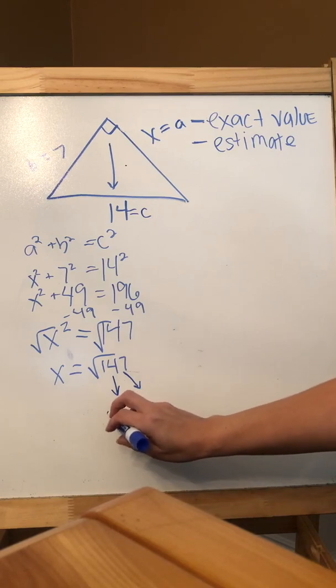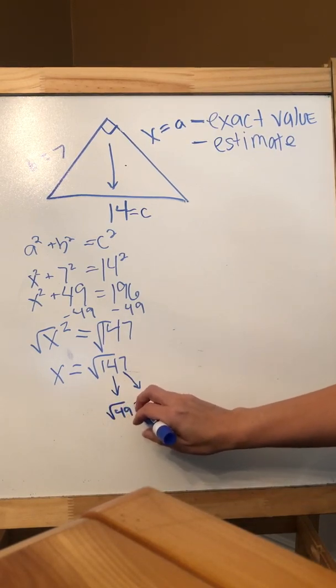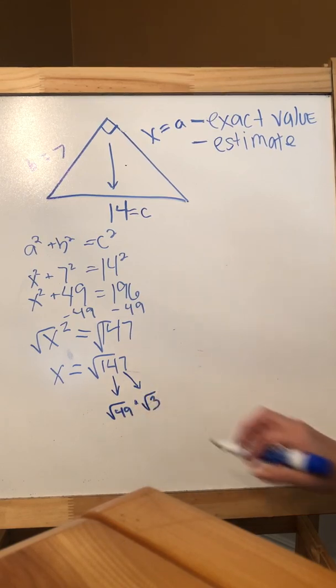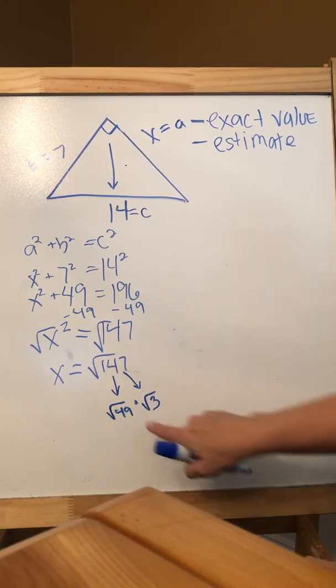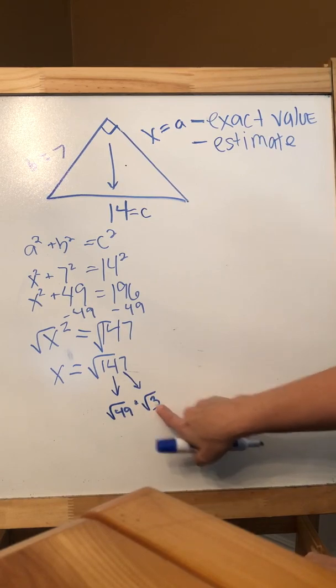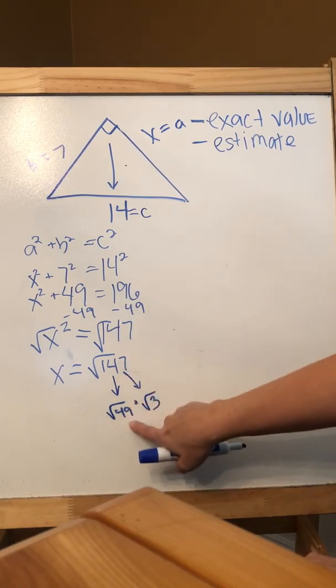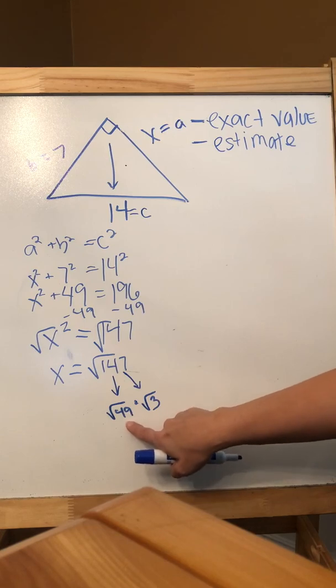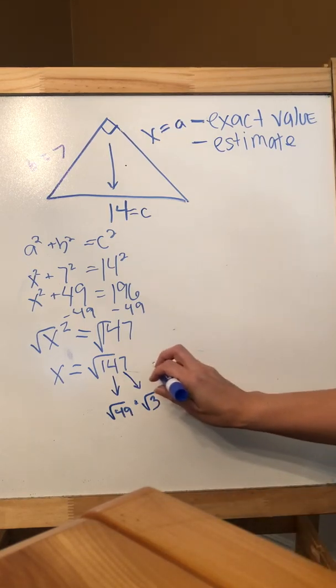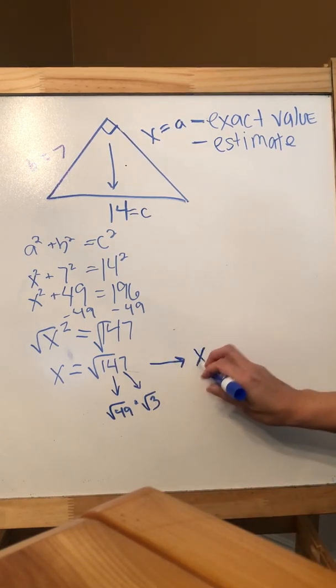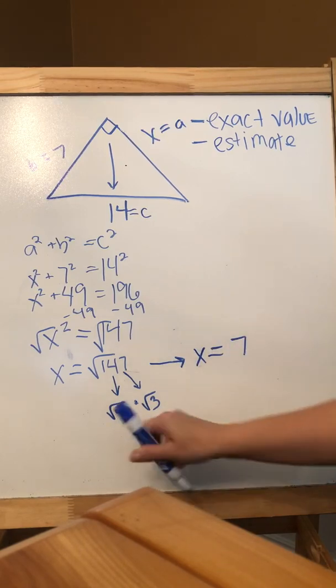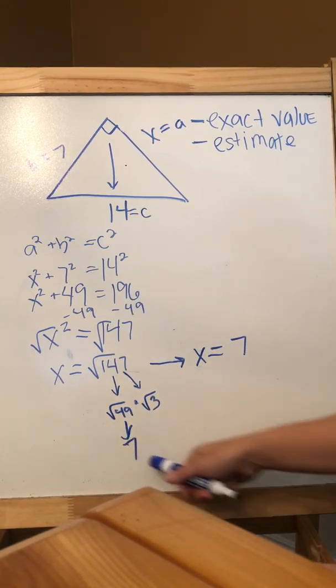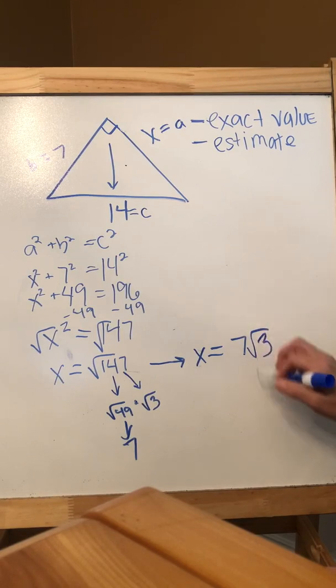So what we're actually going to break it up into is square root of 49 times square root of 3. Okay? So if you multiply 49 and 3, you're going to get 147. And what we have right here is a perfect square that we can then pull out. So this would actually go to x equals 7, right? The square root of 49 is 7 times the square root of 3. And this gives you your exact value. And this would be your answer here.